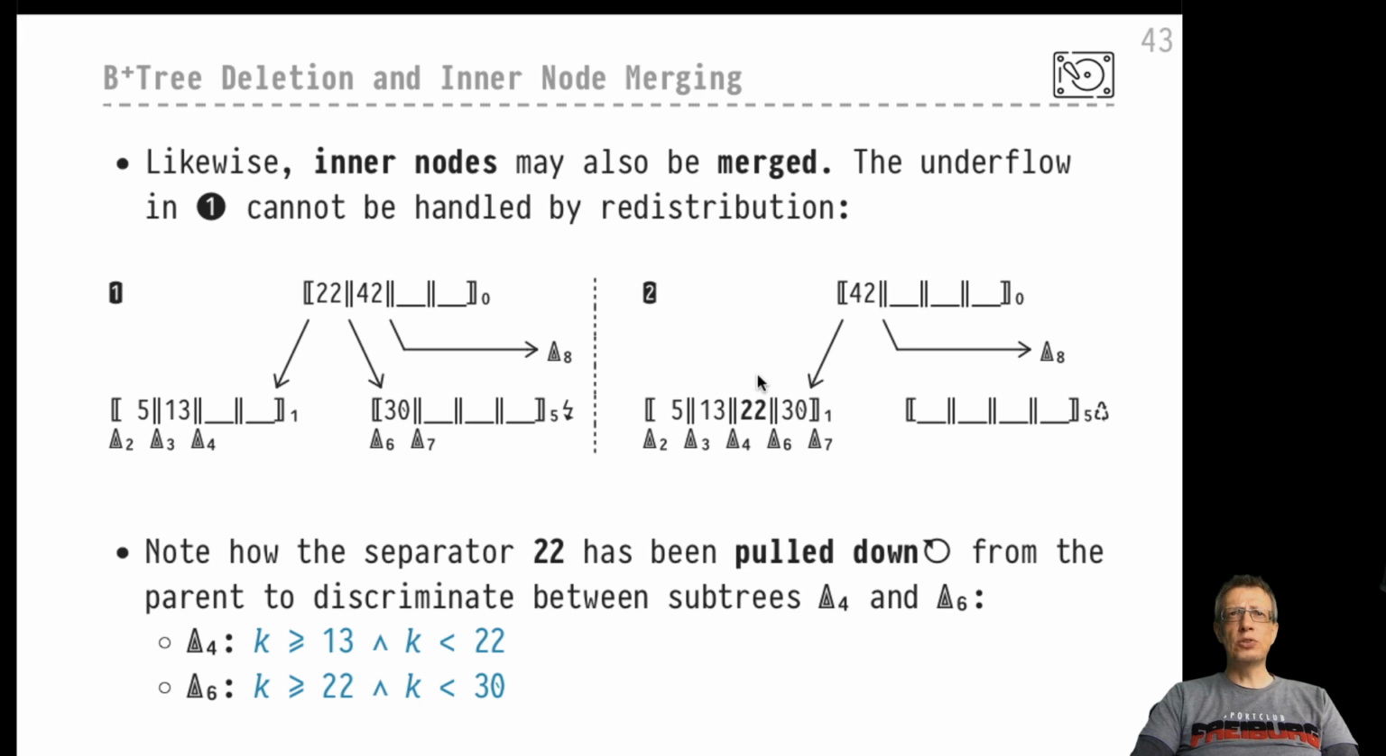This is B+Tree deletion with inner node redistribution and inner node merging. As I told you, the operations on the last two slides are not often found in B+Tree implementations because they are somewhat complicated. And practice has shown that the win that you get there is minimal. So why bother with the complication if you can do without?